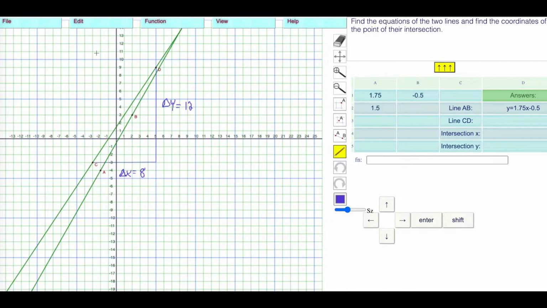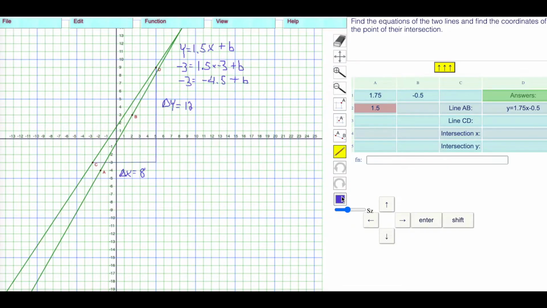We end up with the equation y is equal to 1.5x plus our b value. To find the b, I'm just going to plug in c, which is -3, -3. Make the y -3 is equal to 1.5 times -3 plus b. That gives us -3 is equal to -4.5 plus the b.